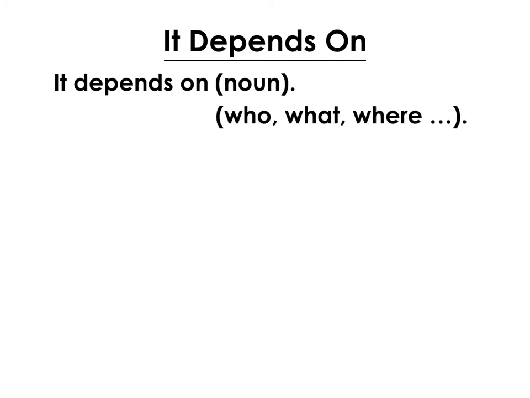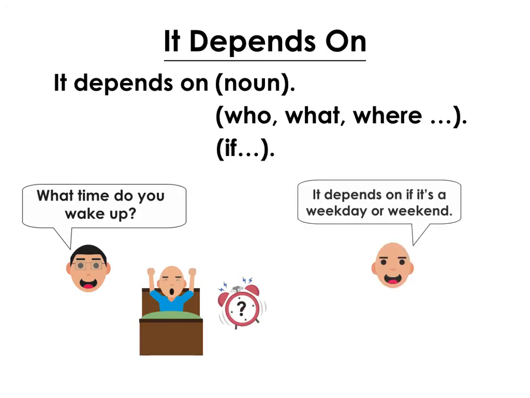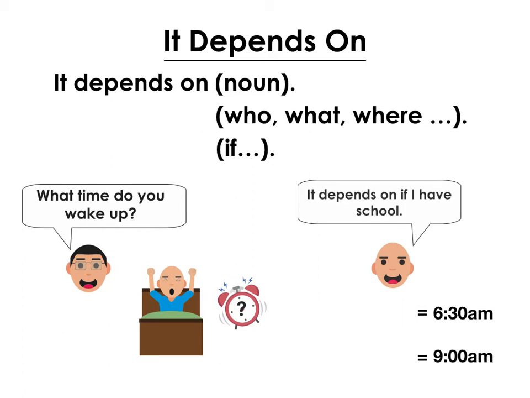So after it depends on, we can use a noun, we can use a question word, and we can also use if. For example, what time do you wake up? It depends on if it's a weekday or a weekend. Or maybe even, it depends on if I have school.